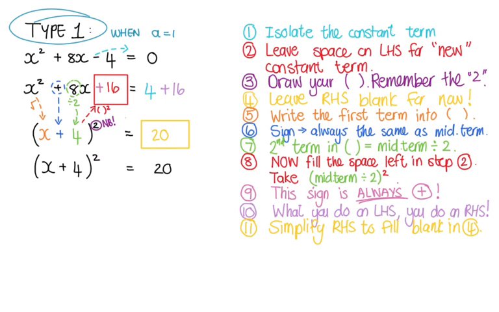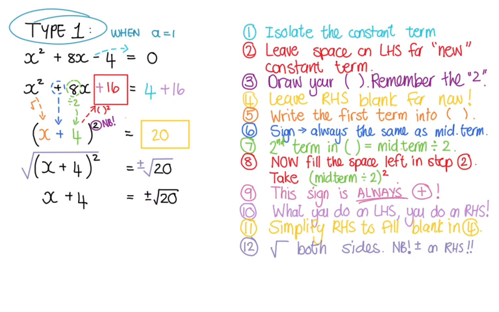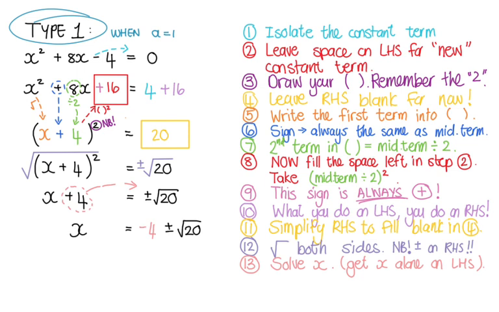Okay, next step would be we need to get rid of that square. So we're drawing a square root on both sides. But remember, the right-hand side has to be plus minus, because both of those answers, if we square them again, would give me 20. Now we need to go and solve x by isolating it. We're moving that 4 across and it becomes negative 4. And there we've solved x after we've completed our square above.